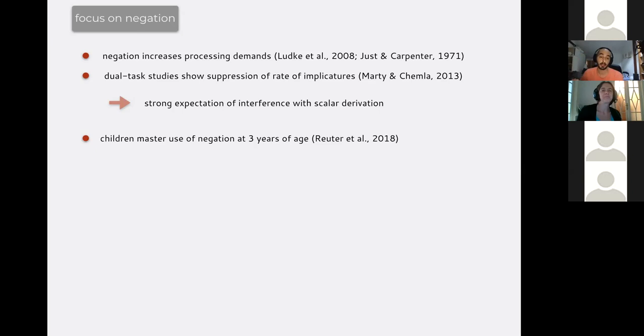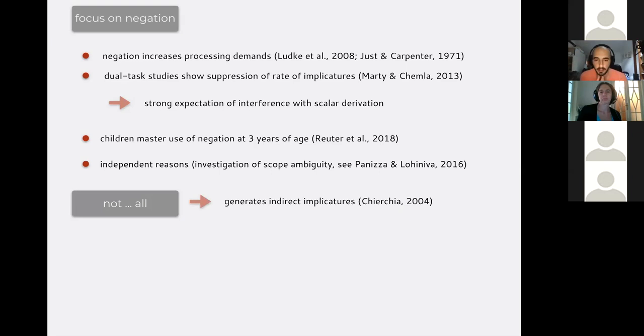Also, we know that children mastered the use of negation already at about 3 years of age, so this is completely fine. And for independent reasons, we are interested in negation, for instance, also in other experiments to investigate scope ambiguity. Right, so let's come to not all. Not all generates an indirect implicature, okay? We have seen that, but it is not clear what the relevant alternatives are, right?